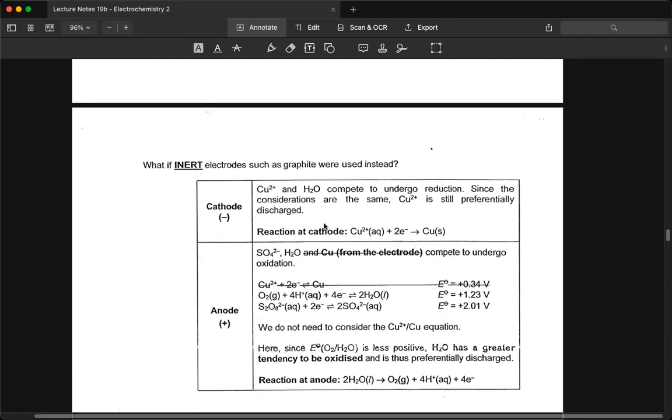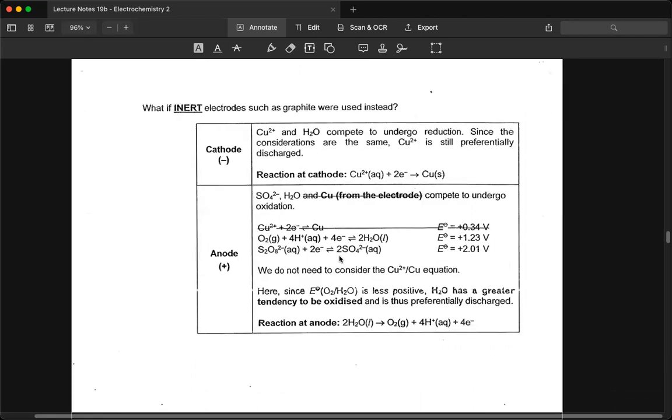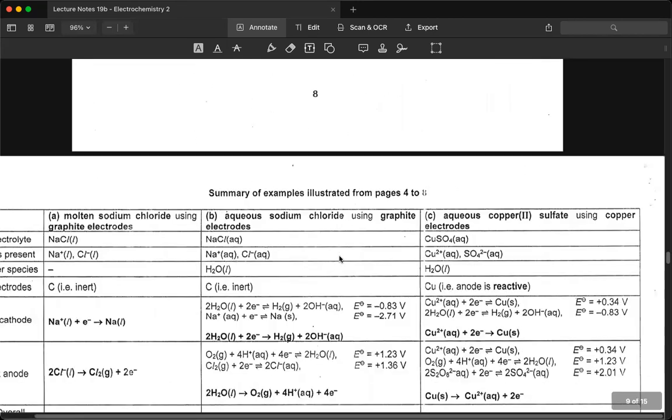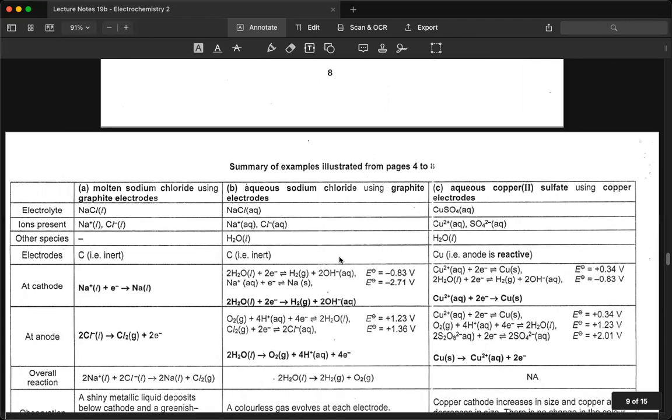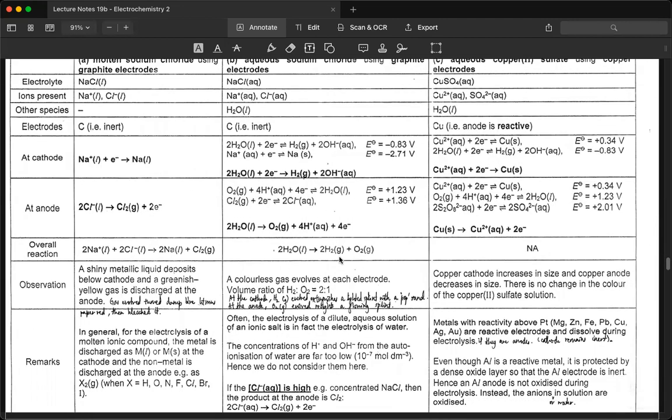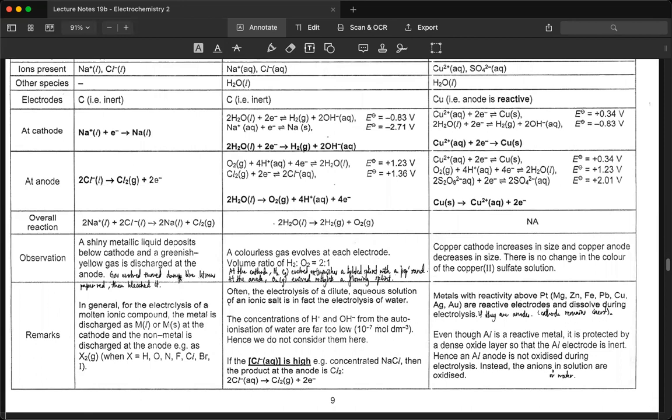If an inert electrode were used, no change at the cathode, but at the anode, it will still be the oxidation of water. Now, this is a summary of the example. You can just take a look yourself. The additional things that are not included earlier will be the observations and some remarks.